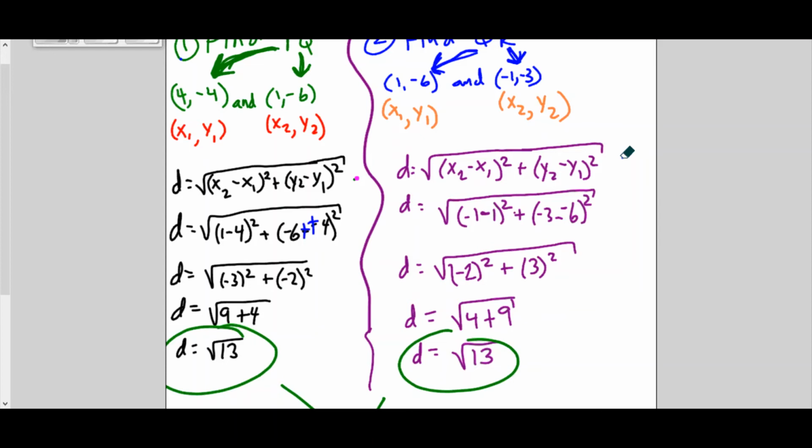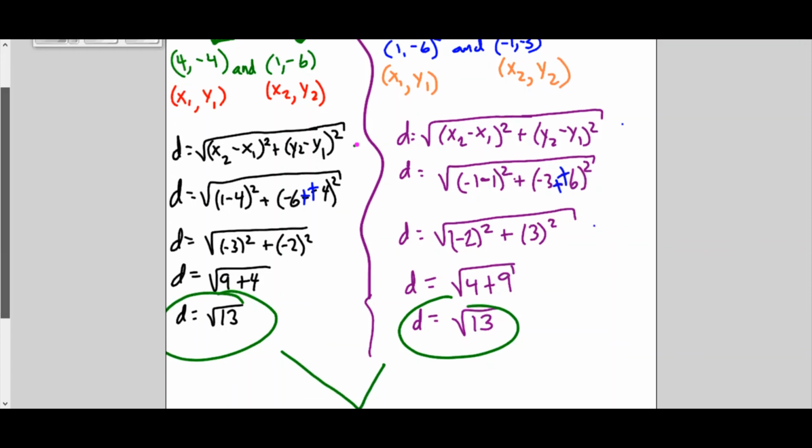Notice in the y's, I also had, again, this double negative. So negative 3 minus negative 6. Remember, those double negatives become positives. So I simplify. Negative 1 minus 1 is negative 2 squared. And then negative 3 plus 6 is positive 3. And I have to square that. So negative 2 squared is positive 4, and 3 squared is 9. When I add 4 and 9, I get the square root of 13.